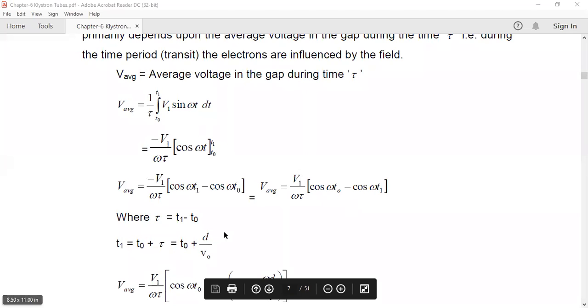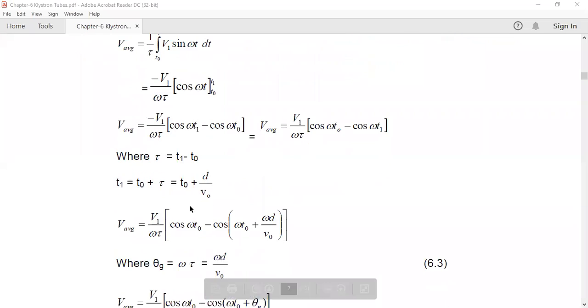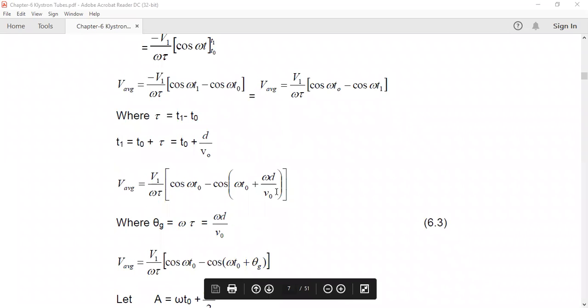So in place of this, from this equation, T1 is equal to T naught plus tau, that I am substituting in this equation. So that is the T naught minus tau. Already we know the tau is nothing but d by V naught. The d is the gap between the puncture cavity. So d by V naught, that we are substituting in the above equation.